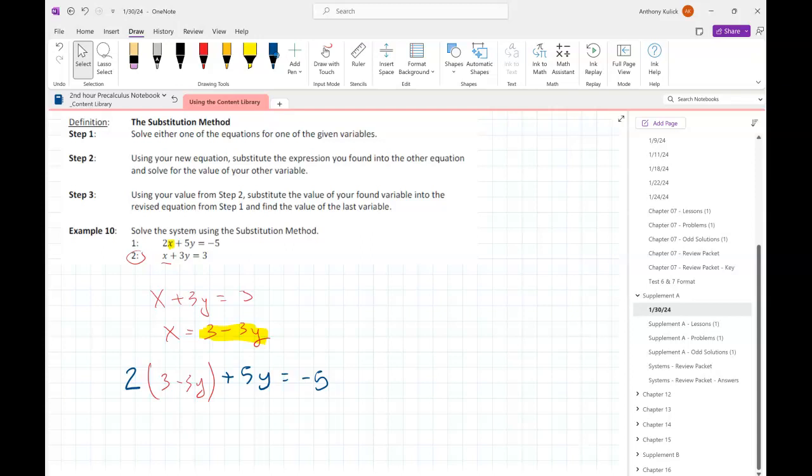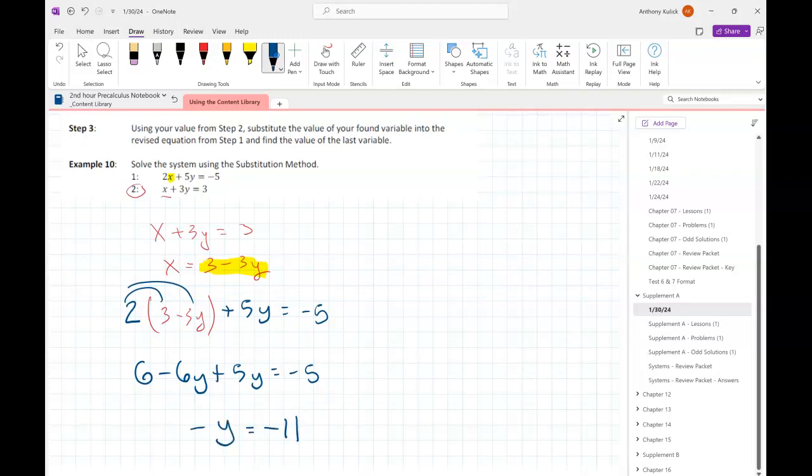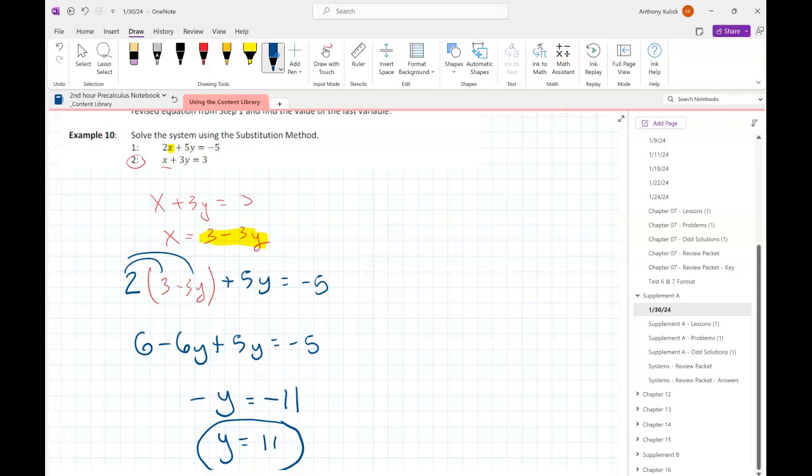So now we can just solve this for y. I combine like terms, I get negative y. I subtract the 6 over, and then divide by negative 1, and I get y equals 11. Wait, how do you get negative? I combined negative 6y and positive 5y. That's okay.